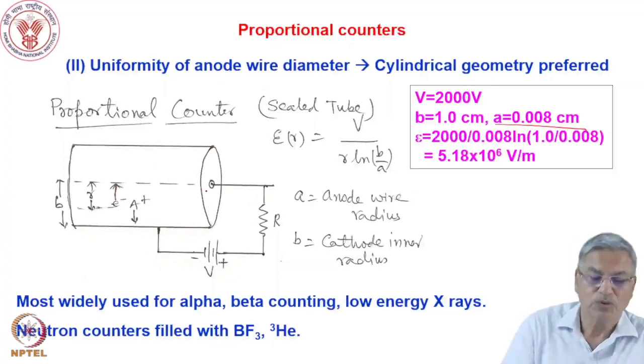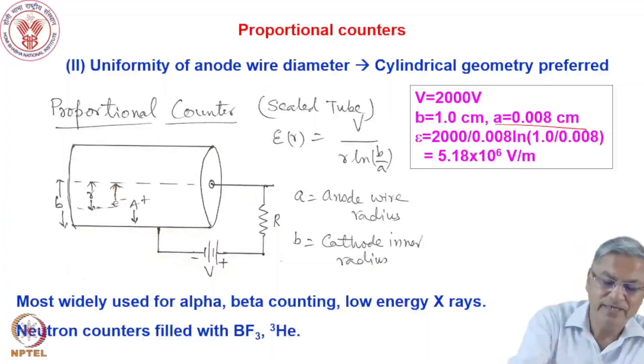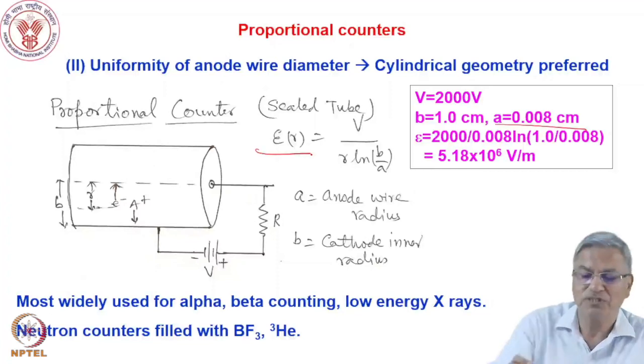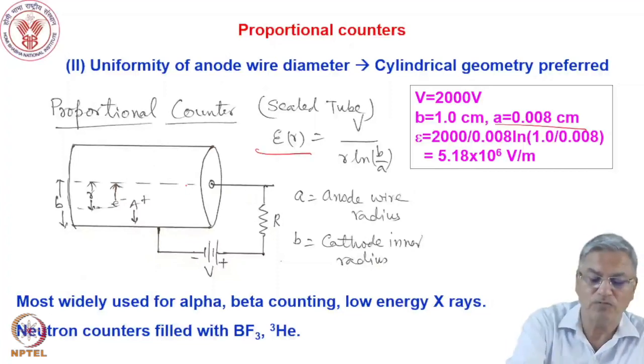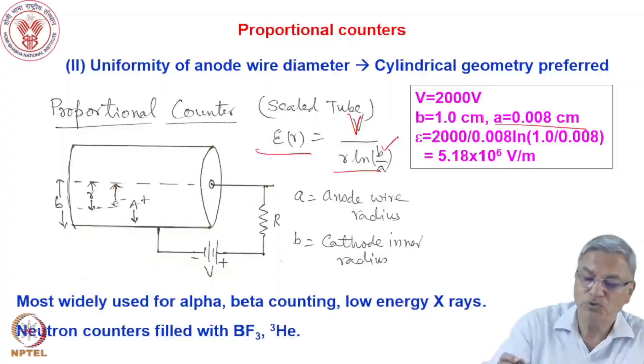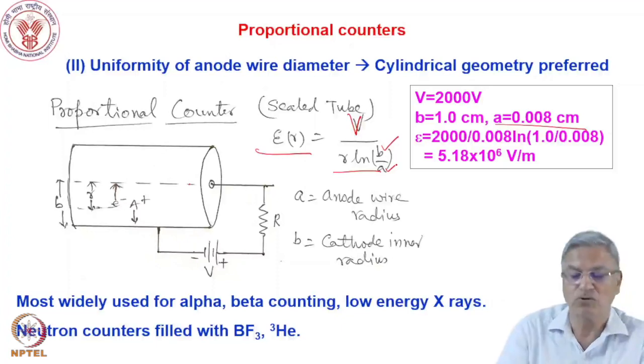In proportional counters, if you use them in the cylindrical format, you can have very high electrical gradients, which is given by, at any distance r from the anode wire, V, the applied potential, upon r ln(b/a), where b is the radius of the proportional counter tube, and a is the radius of the anode wire.